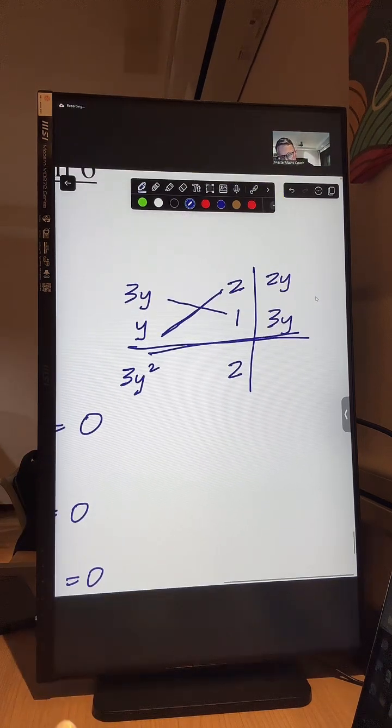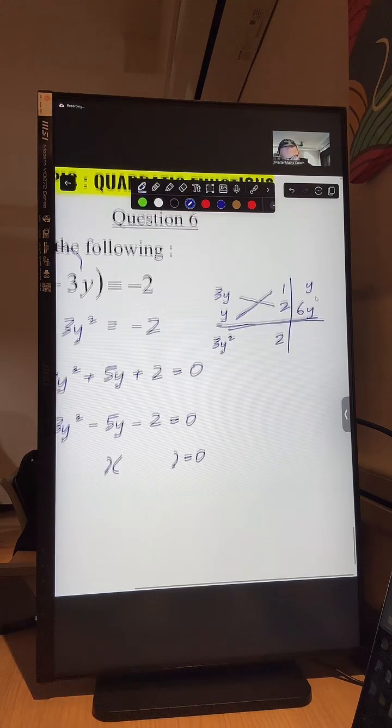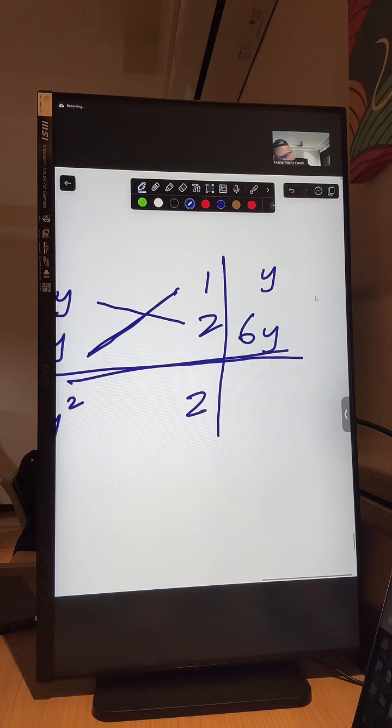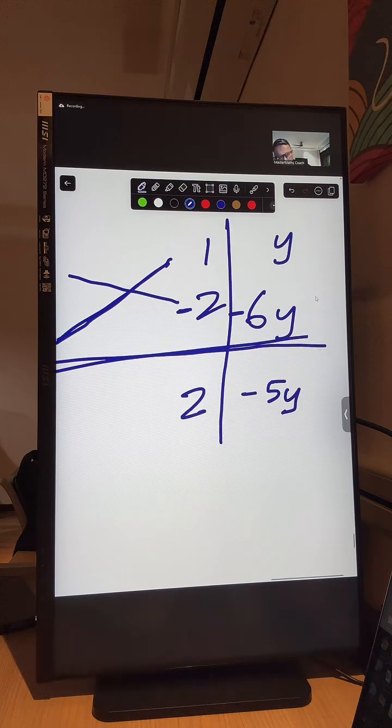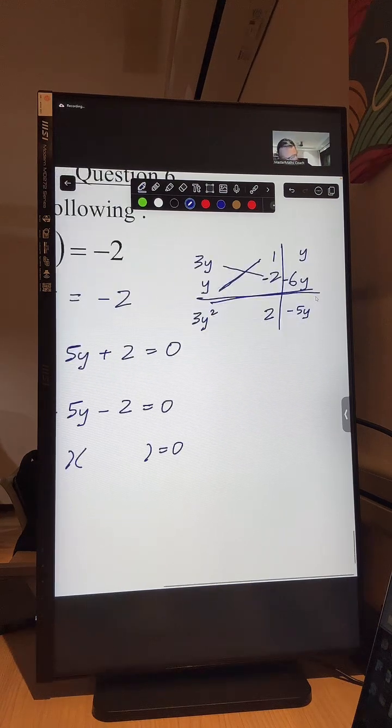Let's swap it around. Let's put the 1 on top and the 2 below. I think this will be better. Okay, so this will give me 6y here and then y on top. And then again, for it to be negative 5y, that means this has to be negative 6y. And this has to be y on top. So this will give me negative 5y. So if this is going to be negative 6y, this has to be negative 2. Okay? Cantik. So now you know what to do.